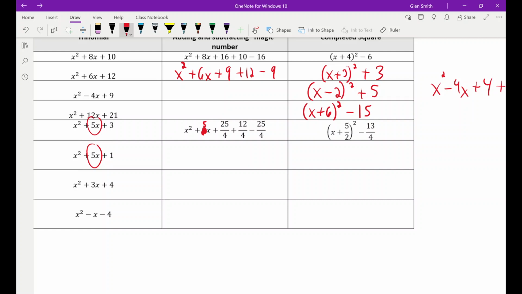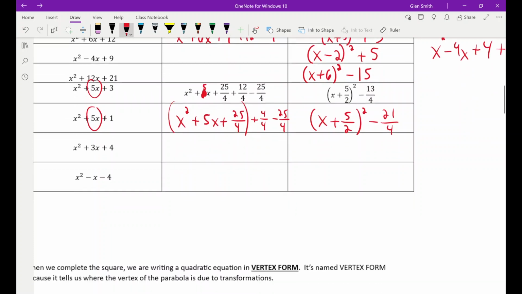And in the example I'm about to do, the number that I need to be at the end of this is half of that 5, which just like it was up top is 25 fourths. Okay, now I don't have 25 fourths, I have a 1, so there's a plus 1 here, which I know is plus 4 fourths. And since I added 25 fourths, I can subtract 25 fourths. And this is my perfect square. It's going to be x plus 5 halves squared, just like the one above it was, minus 4 minus 25 is negative 21 fourths.